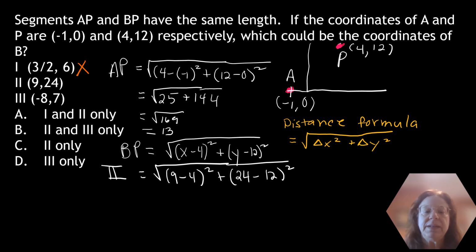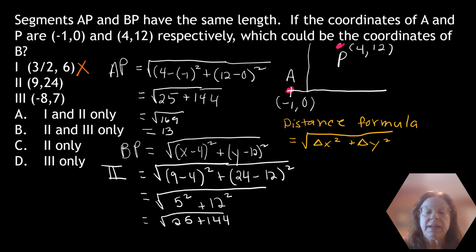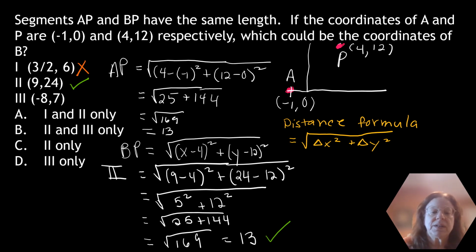Let's try the second one, (9, 24). I'm doing the same thing, plugging it into that distance formula, and I get the square root of 9 minus 4 squared plus the quantity 24 minus 12 squared. 9 minus 4 is 5, and 24 minus 12 is 12. So the square root of 5 squared plus 12 squared, and I get the square root of 25 plus 144, which is the square root of 169, which is 13. So that's the same as AP, so that's going to work.